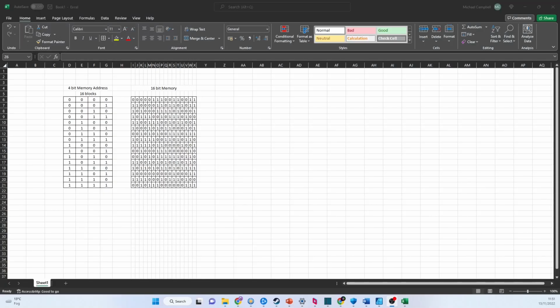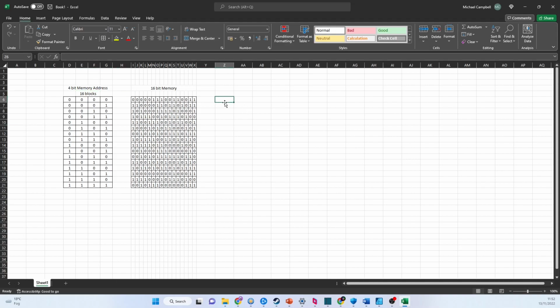So here I've laid out a fake system to show what would happen. This is obviously a terrible system. If I had a 4-bit memory address, here's my 16 options, 0 going up to 15. And in my memory, I have 2 bytes, so my memory is 16-bit. So I only have 16 chunks of memory, which are 2 bytes each. That means I can only store 16 different pieces of information in here, 16 different 2-byte blocks.